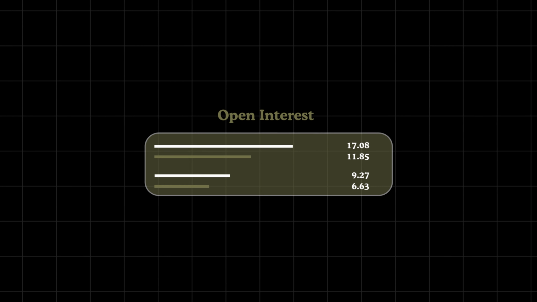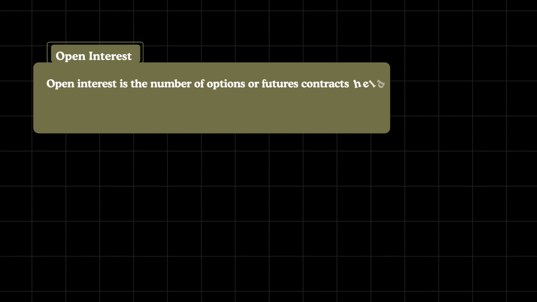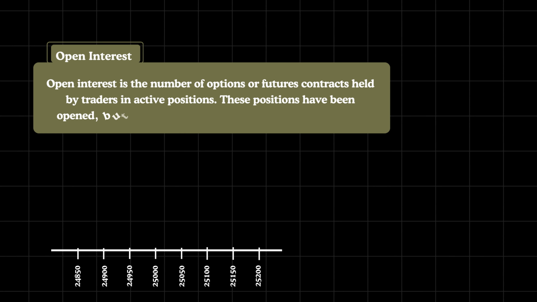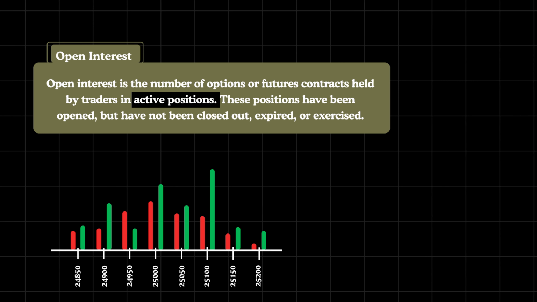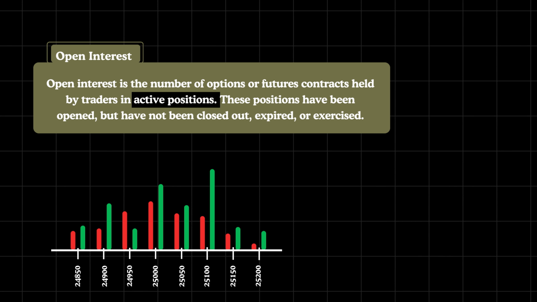So let's first understand what open interest is. As the name suggests, open interest refers to how much interest traders have in the market right now, meaning how many positions are currently open at a particular strike price in the market, or how interested traders are in creating those positions. We can determine this by looking at the open interest graph for that strike price.